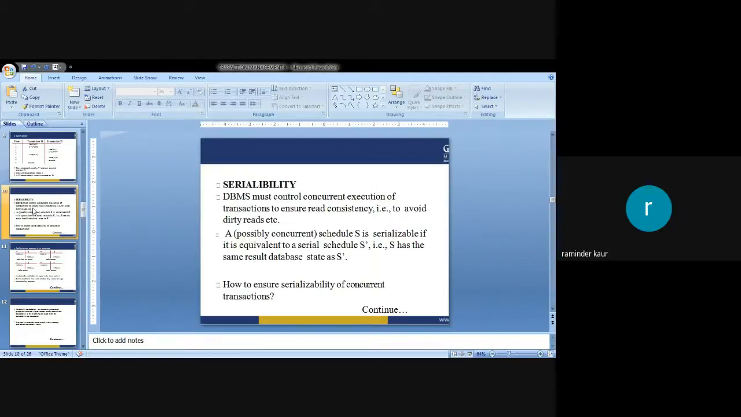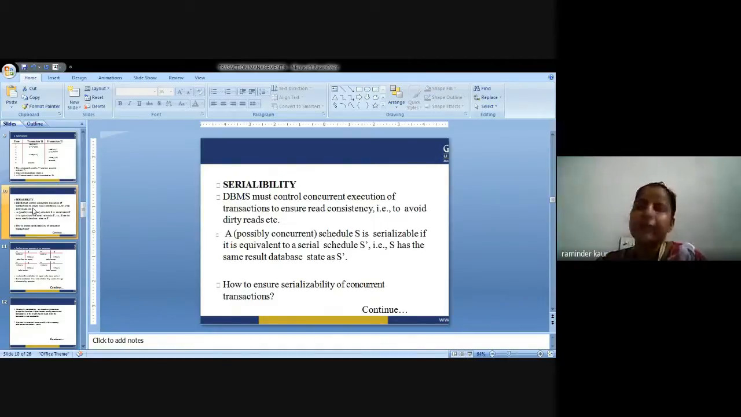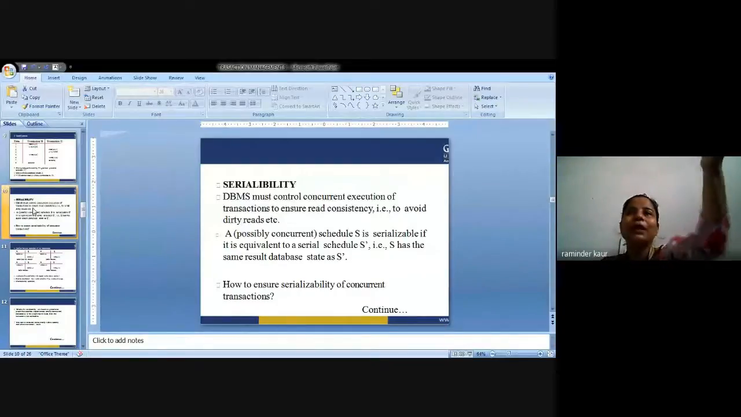There are two types of serializability. First, serial schedules must control concurrent execution of the transaction to ensure read consistency, that is, to avoid dirty reads. What we have read here in the lowest update, dirty read is there. Why? Before updating, we are moving to the second transaction and we are reading a dirty read, that is 1000 instead of 1200. So that is why it is a dirty read.